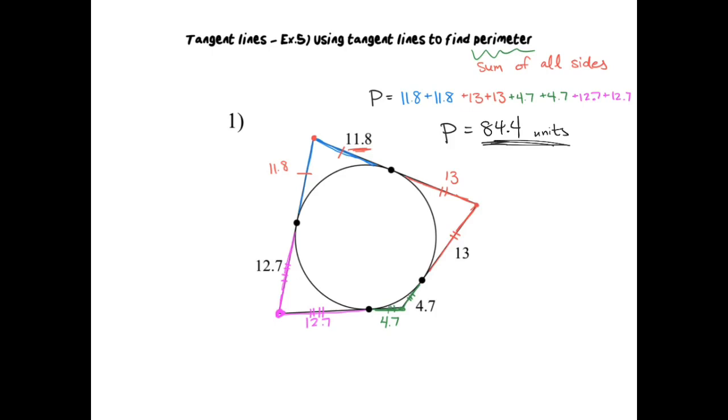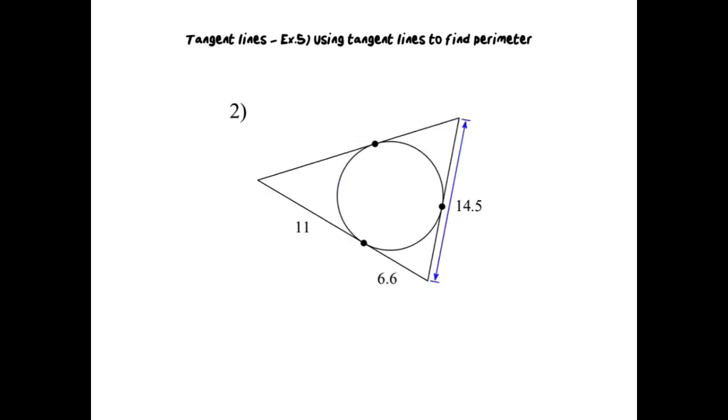Alrighty, so that's how we do it. When they meet at a common endpoint, they are congruent to each other, and I've got to work through the whole figure just like that. Here's another example. All right, in this example, I see these two tangents meet up at a common endpoint. So if this one's 11, then guess what? That one is also 11.